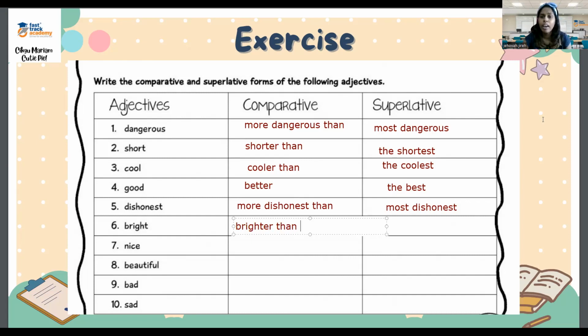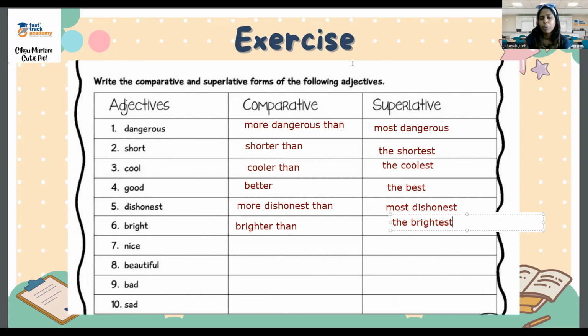Brighter than something. And when you want to change it to superlative, you say the brightest. Okay, the sun is the brightest. All right. From number 7, 8, 9, 10, I'm sure you would have completed your work, right? So check your answers, and we will move on to the next one.